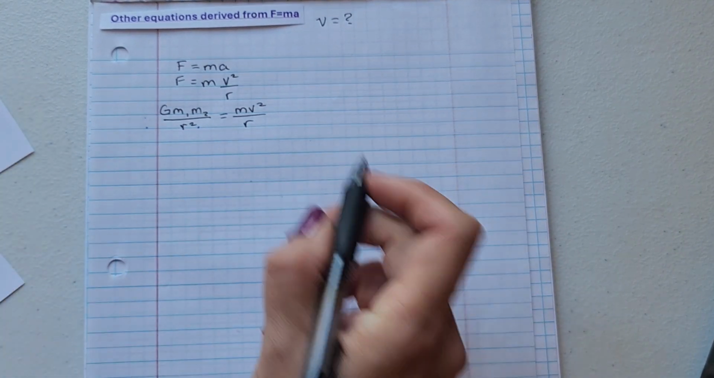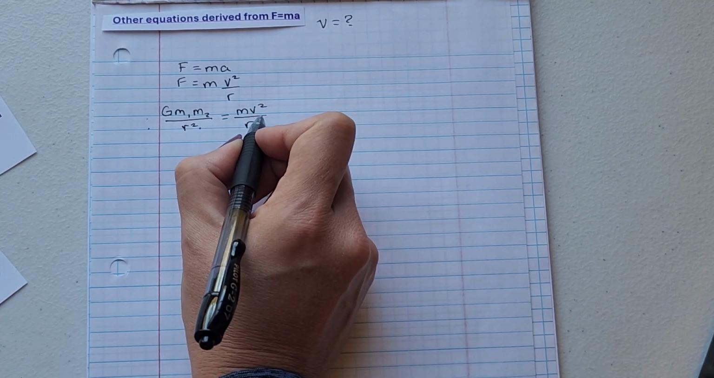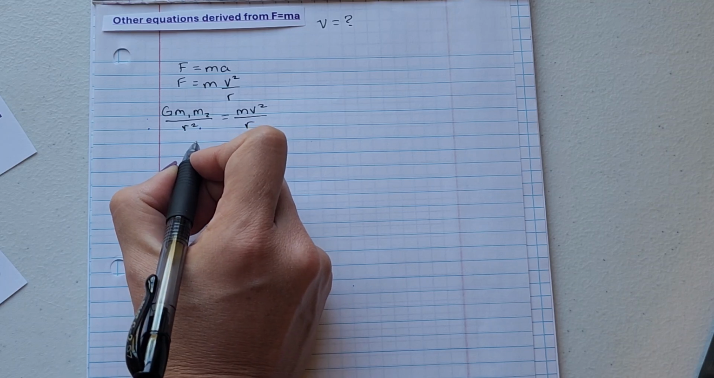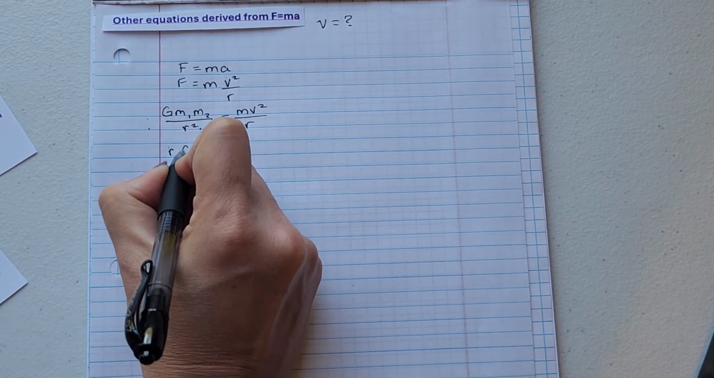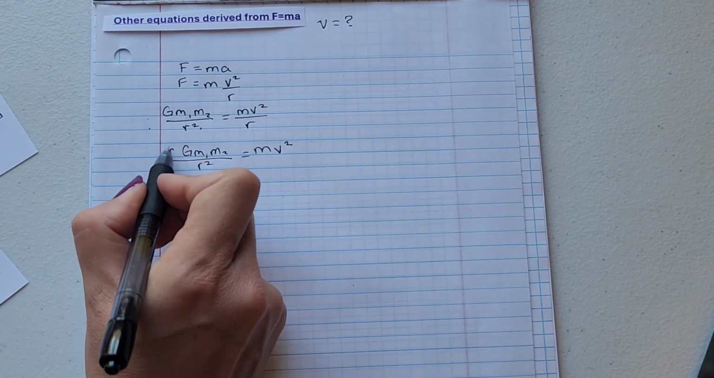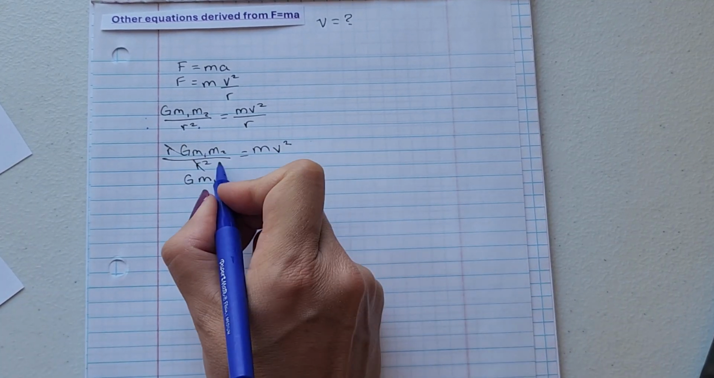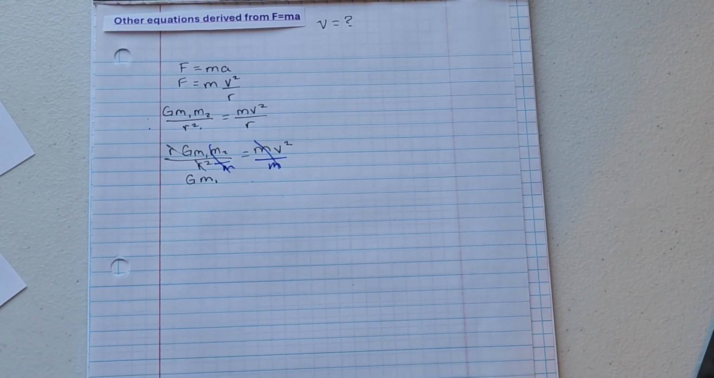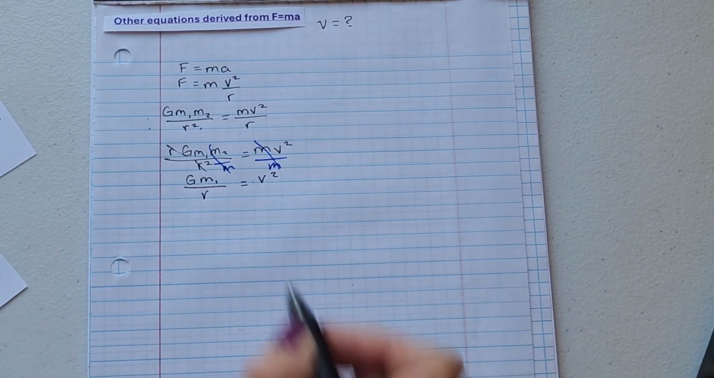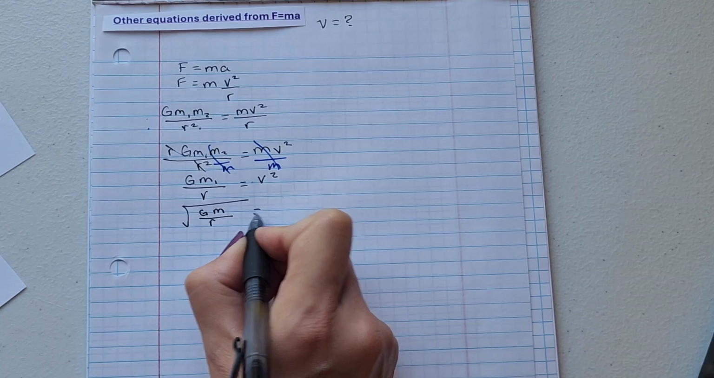Now we'll rearrange and simplify. Take the r squared and multiply it over here. Actually, let's do this the other way. Let's take this r and multiply it over here so that we can isolate v. Okay, one of these r's will cancel out. I can divide by m on both sides and cancel that out. So I still have this r here. I got rid of that m, and I'm going to be left with v squared on the other side. Now we'll just take the square root. So the square root of the gravitational constant times the mass over r will equal v.